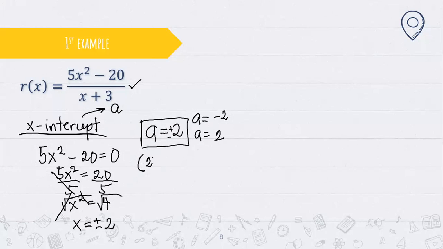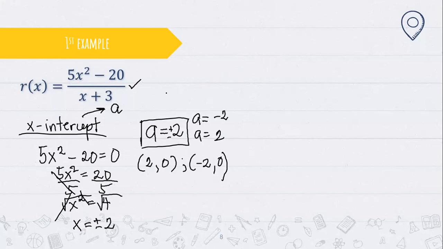Ano ibig sabihin yan, sir? Kapag may function tayo na ganito, r of x is equal to 5x squared minus 20 all over x plus 3, and nakuha natin yung x-intercept na positive 2 and negative 2, ibig sabihin yung graph natin ay tatama saan? Tatama siya sa 2, 0 and negative 2, 0. Yan po yung importance ng x-intercept. Mamaya class, after natin makuha yung y-intercept, ipapakita ko sa inyo kung paano nakikita yung intercepts kapag nasa graph na. Okay?